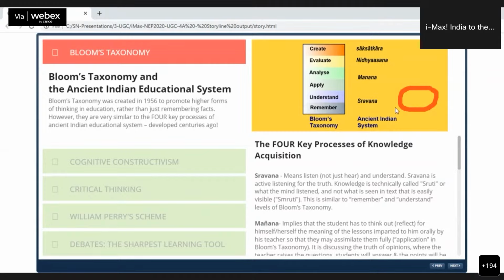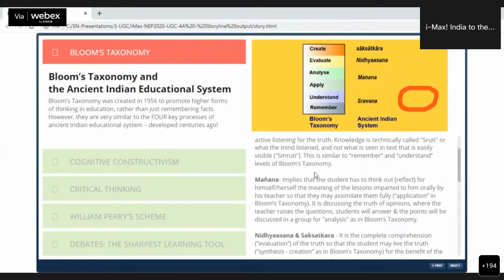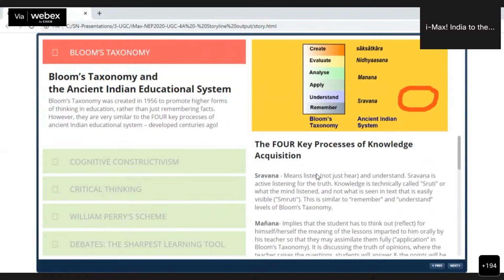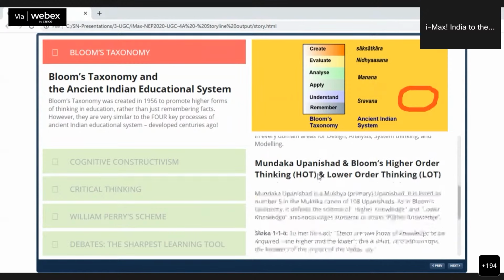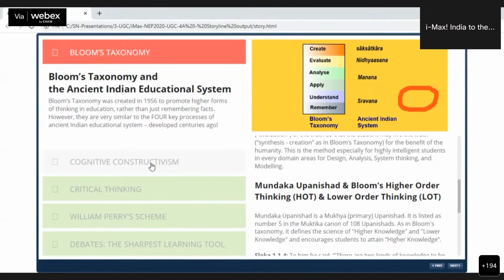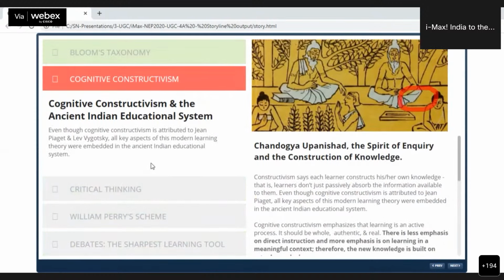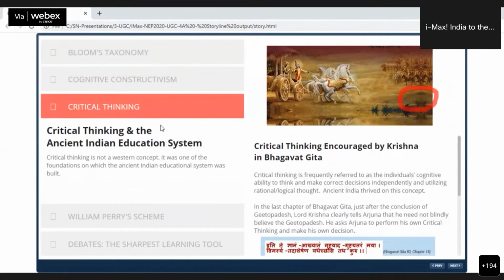But in the ancient educational system, we have Sravana, Manana, Nididhyasana, Sakshatkara. Sakshatkara is equivalent to create. So the four processes are exactly in line with this. Then this is cognitive constructivism, and the third one is critical thinking.